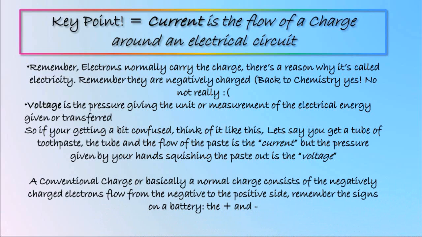A conventional charge, or basically a normal charge, consists of the negatively charged electrons flowing from the negative to the positive side. Remember the signs on a battery, the plus and the negative.